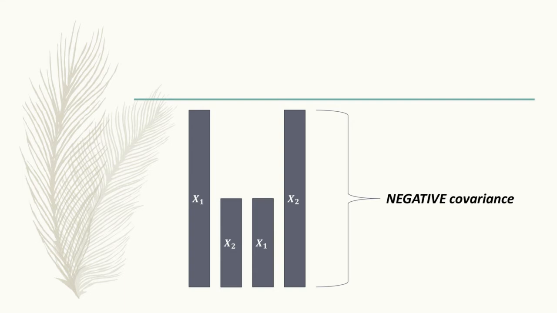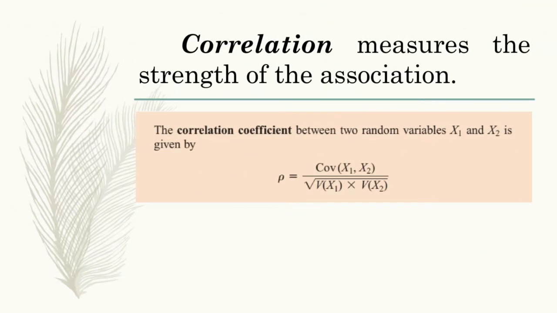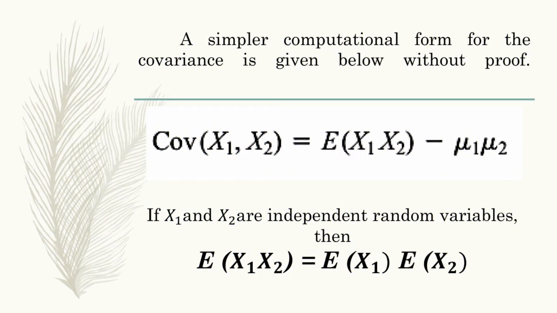Whereas covariance measures the direction of the association between two random variables, correlation measures the strength of the association. The correlation between two random variables x sub 1 and x sub 2 is given by the formula in the box. The correlation coefficient is a unitless quantity taking on values between -1 and +1. If ρ is equal to +1 or ρ is equal to -1, then x sub 2 must be a linear function of x sub 1.